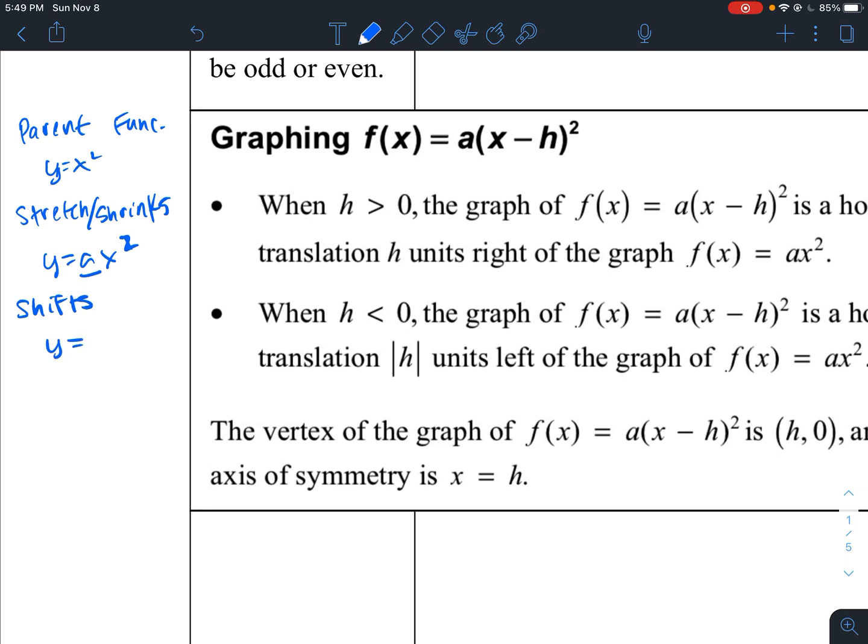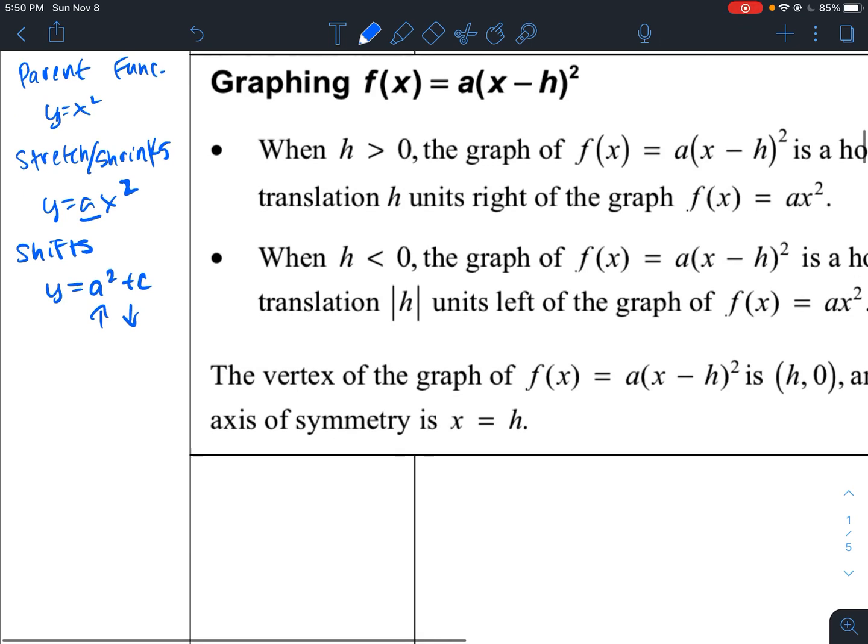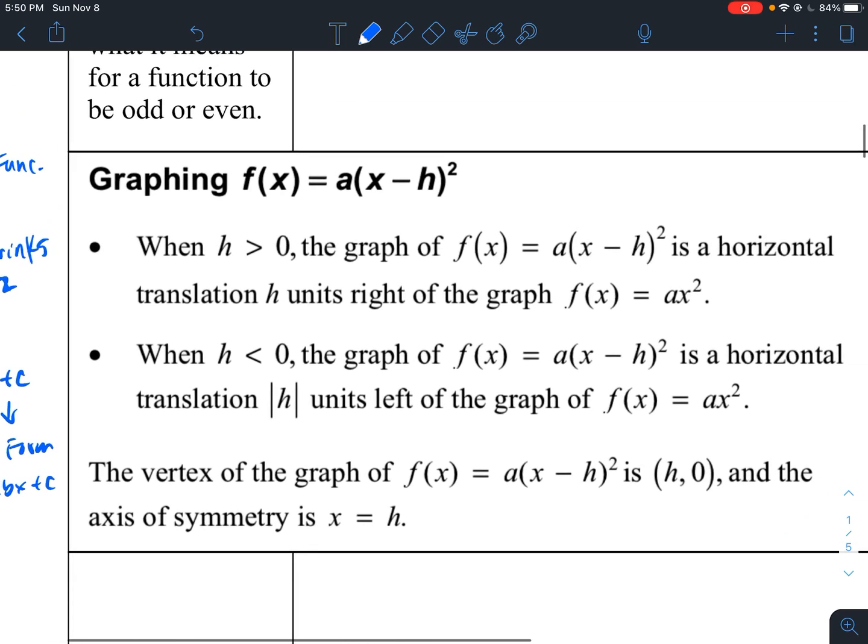That was y is equal to ax squared plus c, and this shifted up or down depending on the value of c. And then we learned how to graph in standard form. Standard form was a quadratic that looked like y is equal to ax squared plus bx plus c. And now today we're learning how to graph in this form right here, which is vertex form.